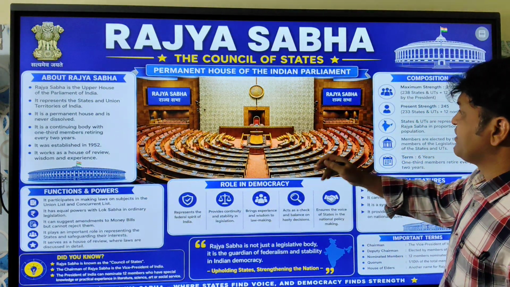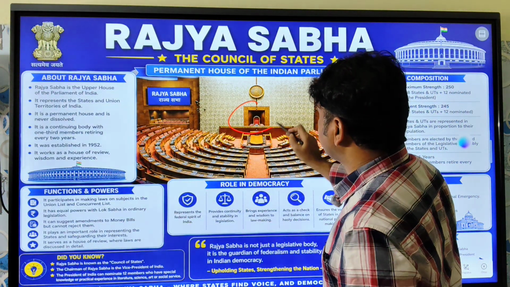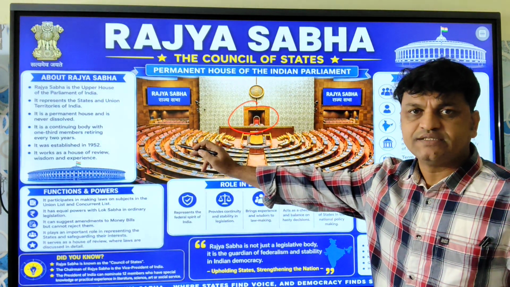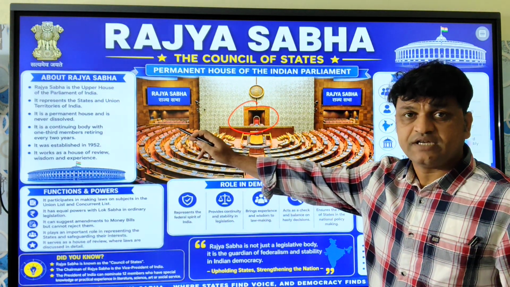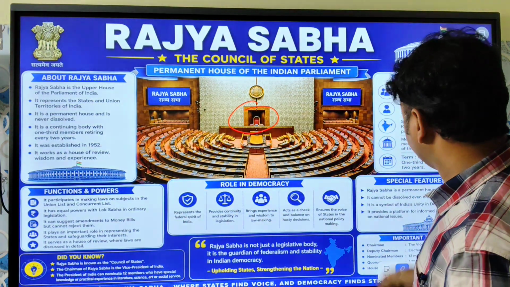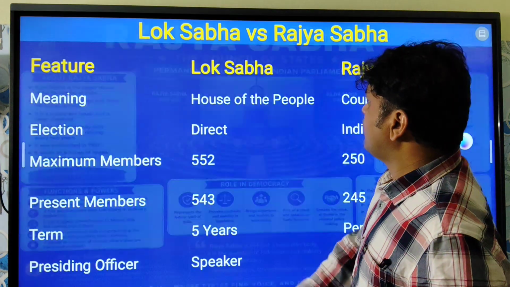So this is the Rajya Sabha picture, Nana. If you look at this, the Vice President will sit here, and we have the members of Parliament of Rajya Sabha, nearly 250 members. As of today we have 245 only. So this is the picture of this Rajya Sabha.